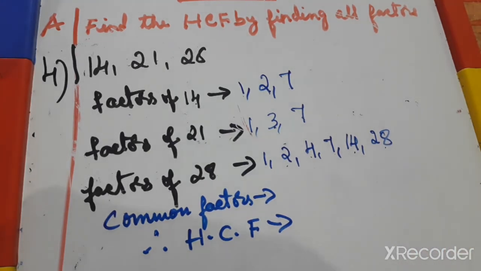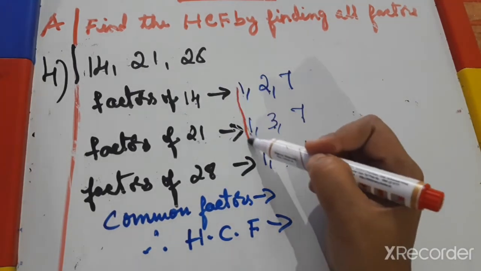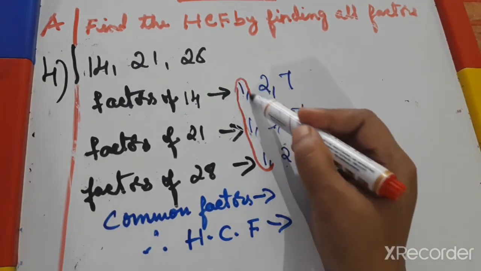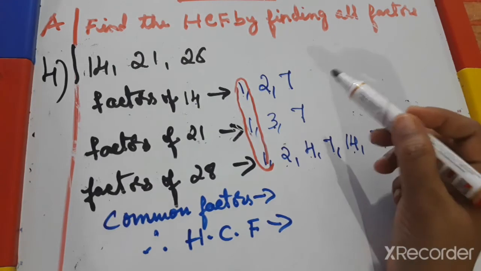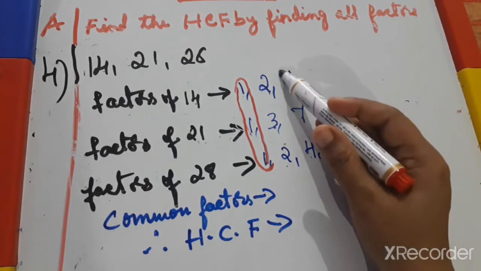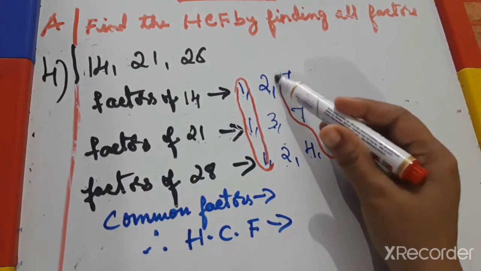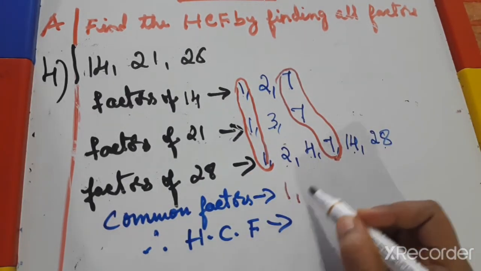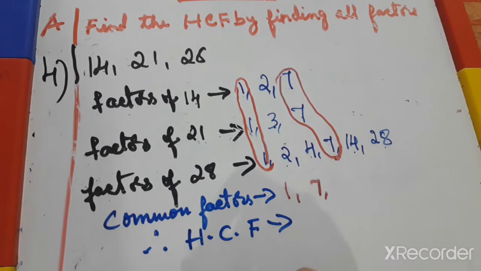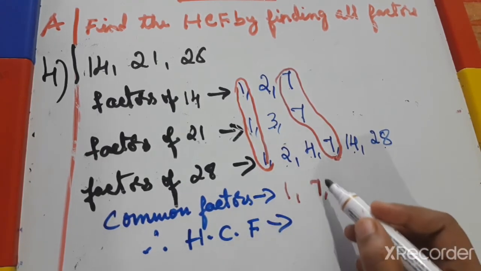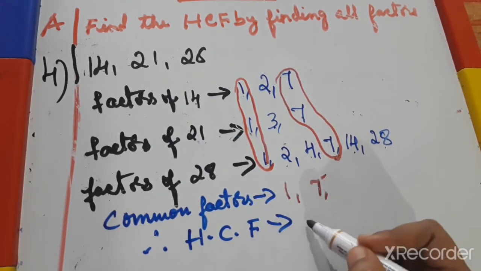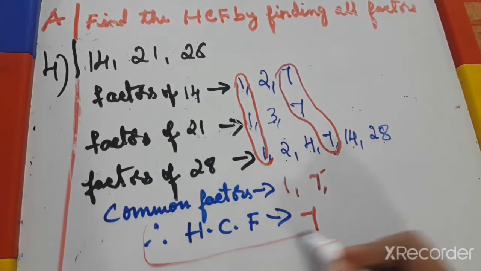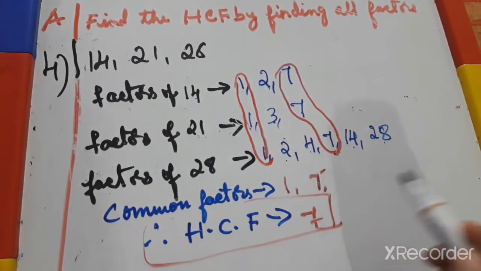Now any common numbers in the three? 1 is common in all three. Then any other common numbers? Yes, 7 is also common, children. 7 is also common in all three. Therefore the common factors are 1 and 7. Therefore the highest common factor is 7. HCF is 7.